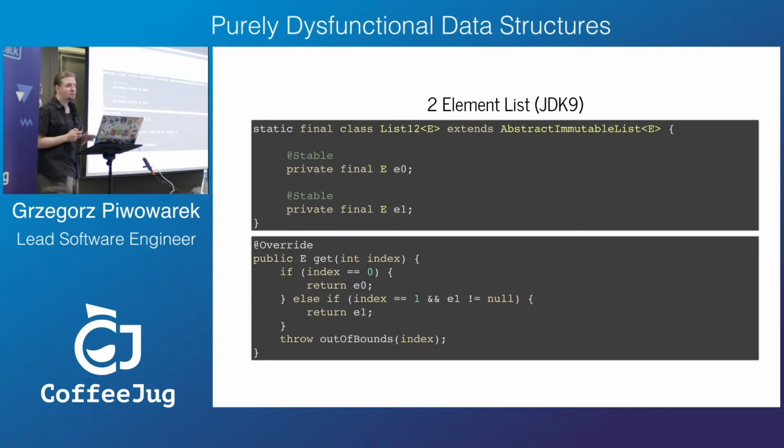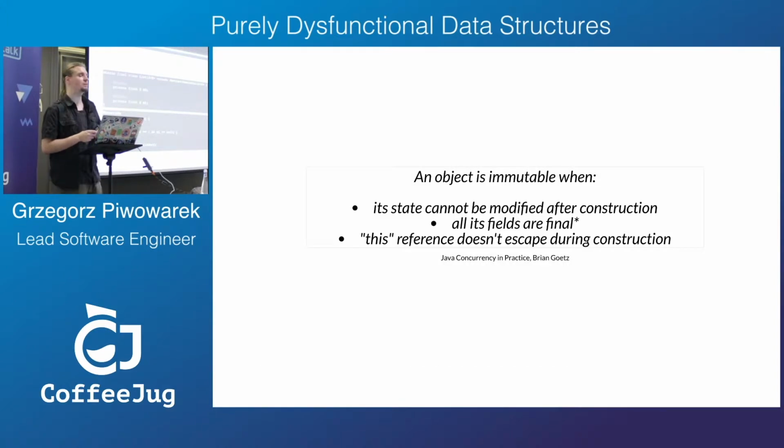But now, let's actually recall the definition of what immutable means in the context of Java. And the definition is by Brian Goetz from Java Concurrency in Practice. An object is immutable when its state cannot be modified after construction, all its fields are final, and the this reference doesn't escape the constructor during the construction.